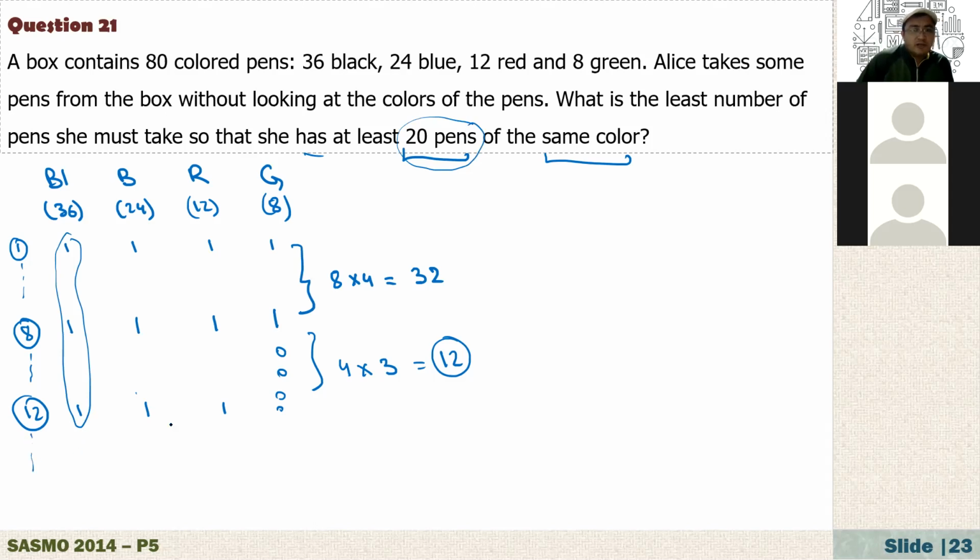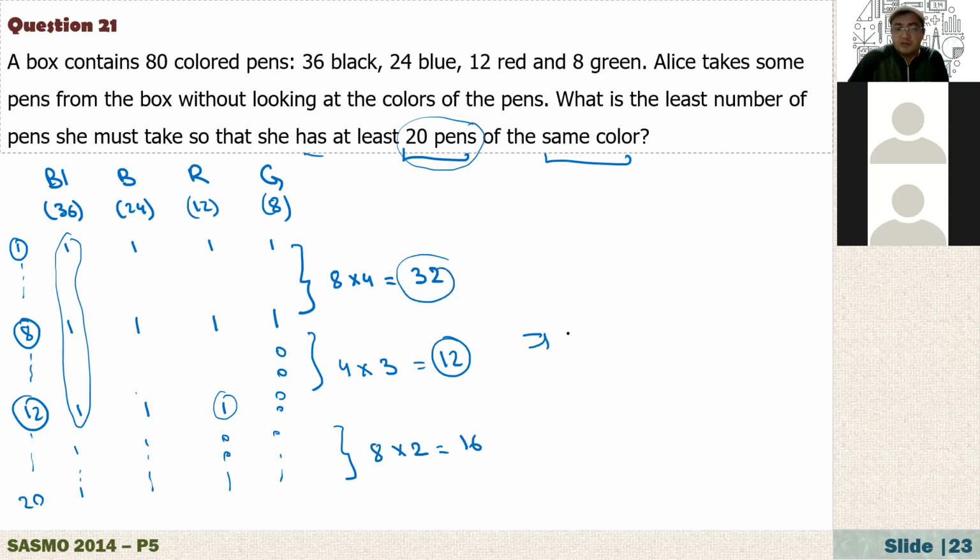I continue. Now we also don't have any more red. Until 20, I just pick black or blue. How many picks do I have here? These are 0, 0, because I don't have any more red. I made 8 picks, and each time I pick 2 pens, so here we have 16.